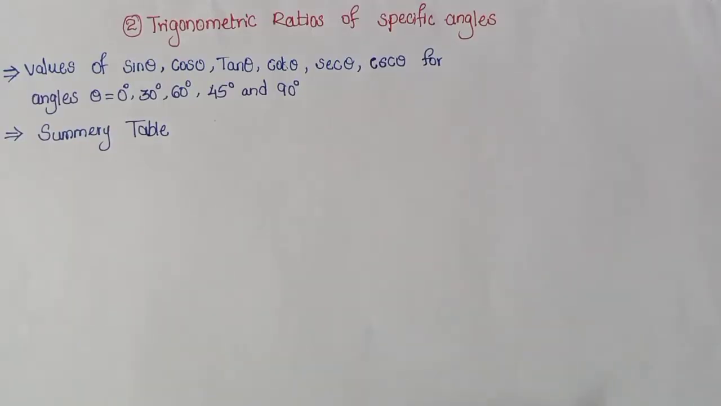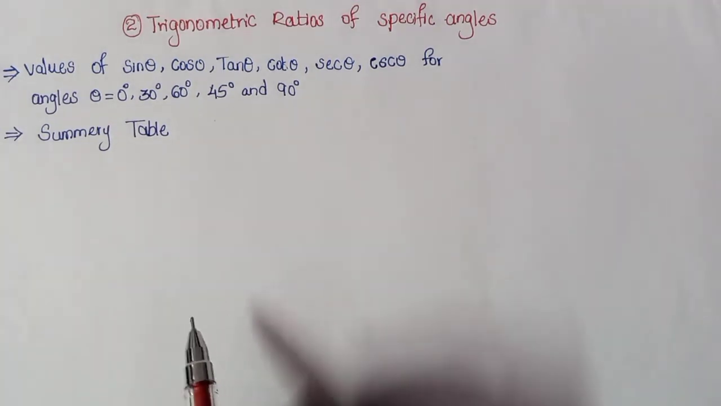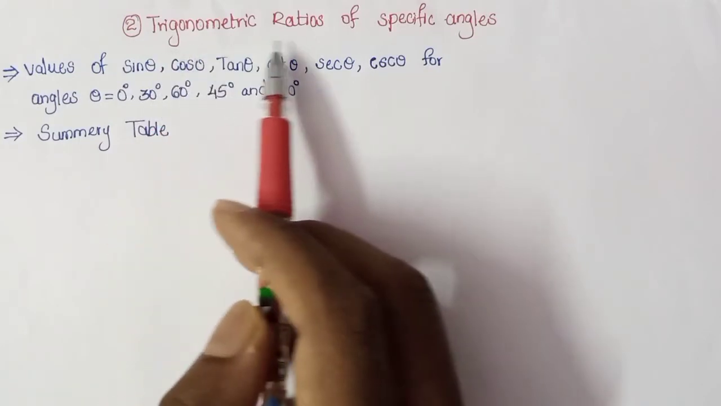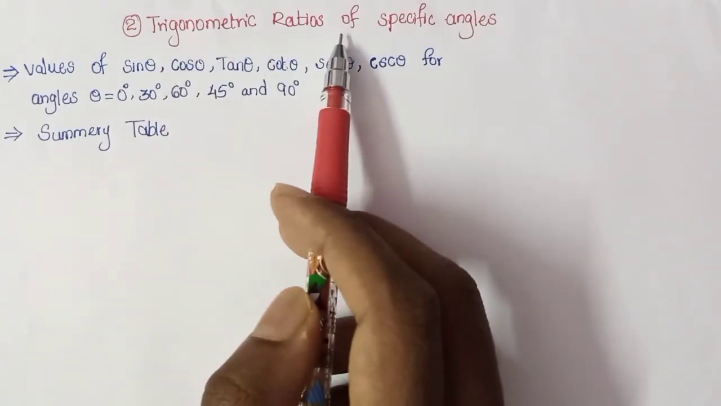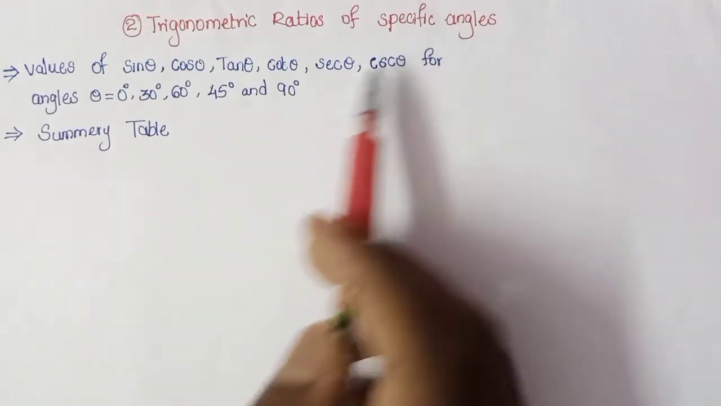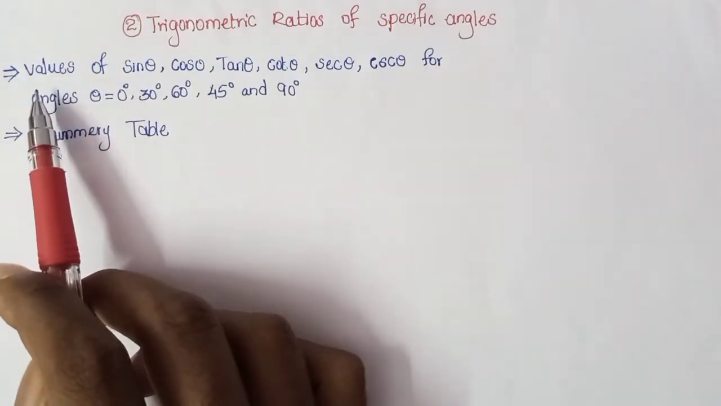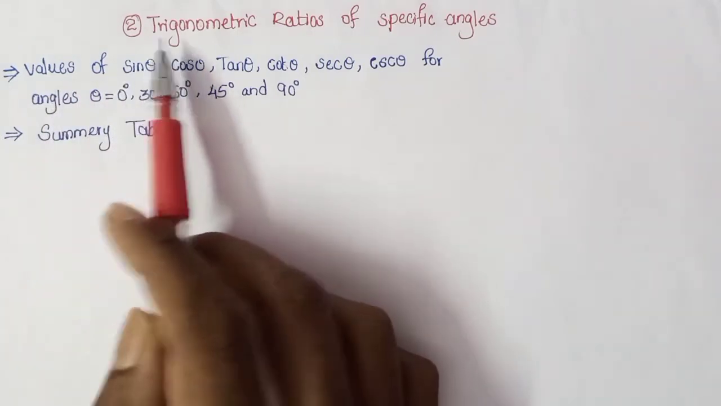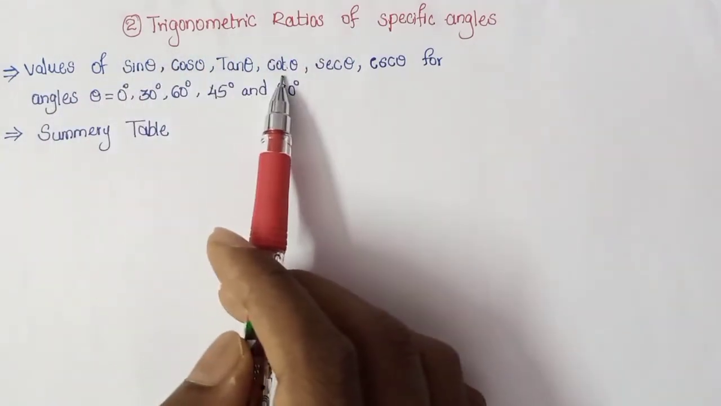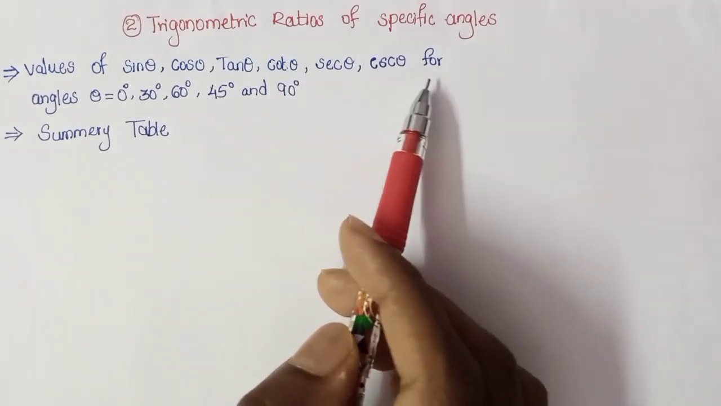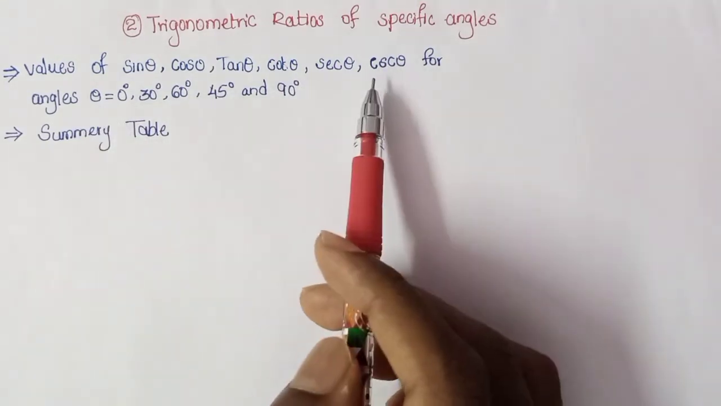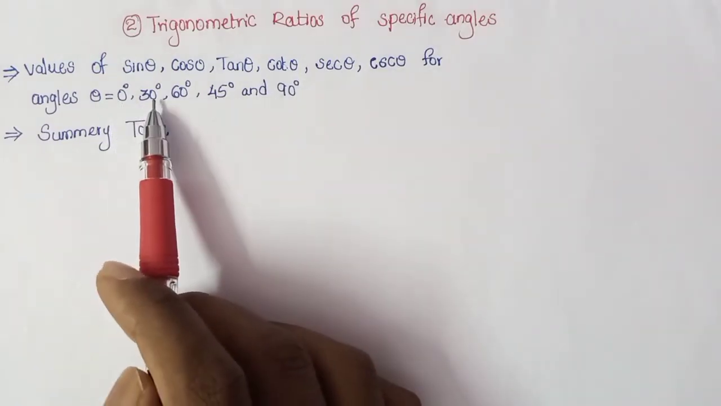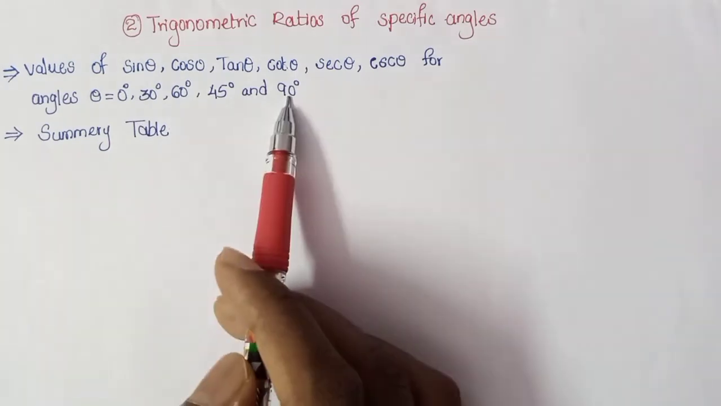Today we'll discuss the second theory part of trigonometry. In this video, we'll discuss the values of some trigonometric ratios for specific angles. The ratios are sine theta, cos theta, tan theta, cot theta, sec theta, and cosec theta. We need to find these values for specific angles like 0 degrees, 30 degrees, 45 degrees, 60 degrees, and 90 degrees.